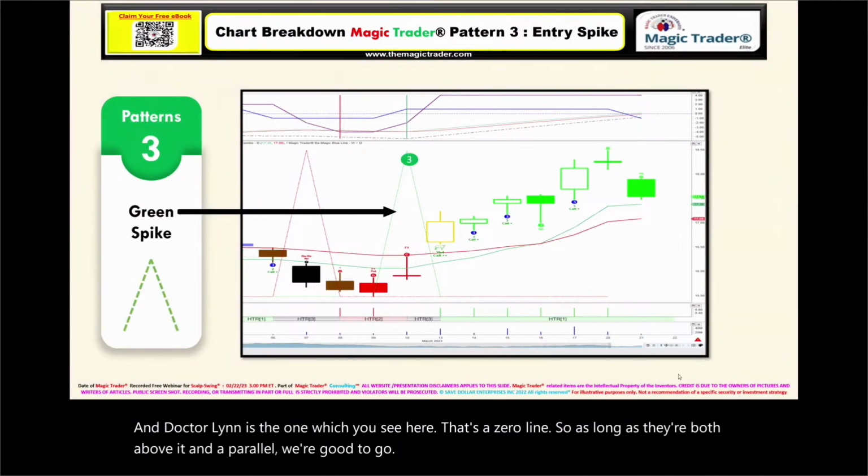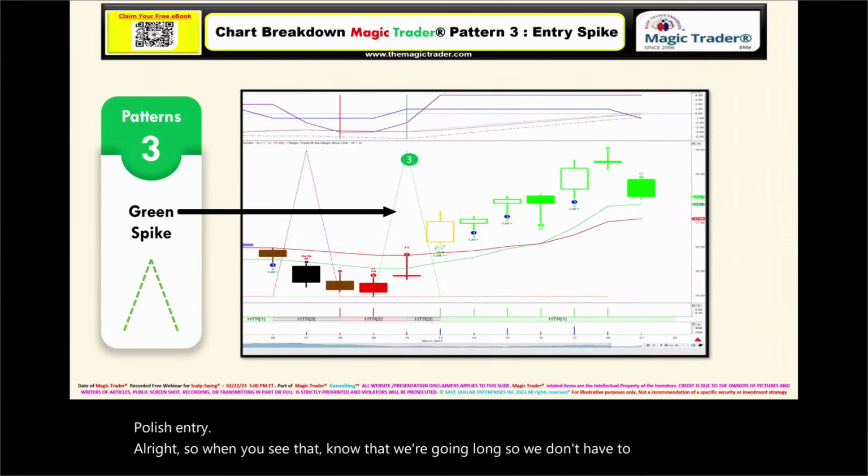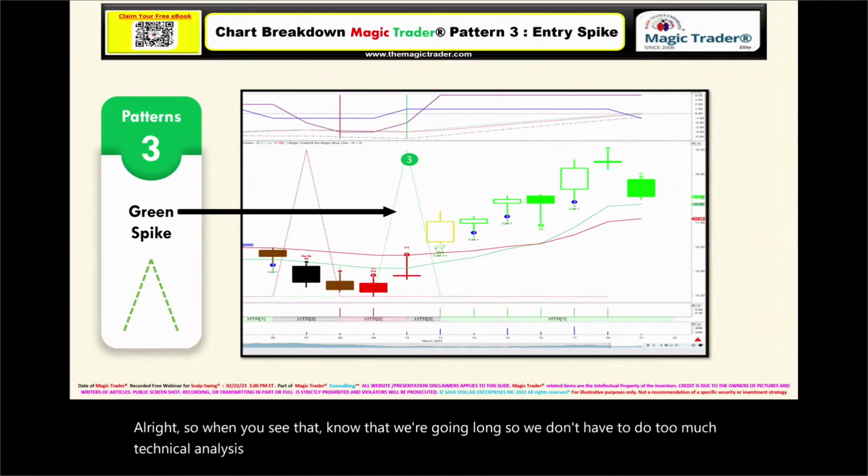Then item number 3, which is that dotted triangle. The green spike gives you the bullish entry. So when you see that, you know that we're going long. We don't have to do too much technical analysis. So that's how I use it.